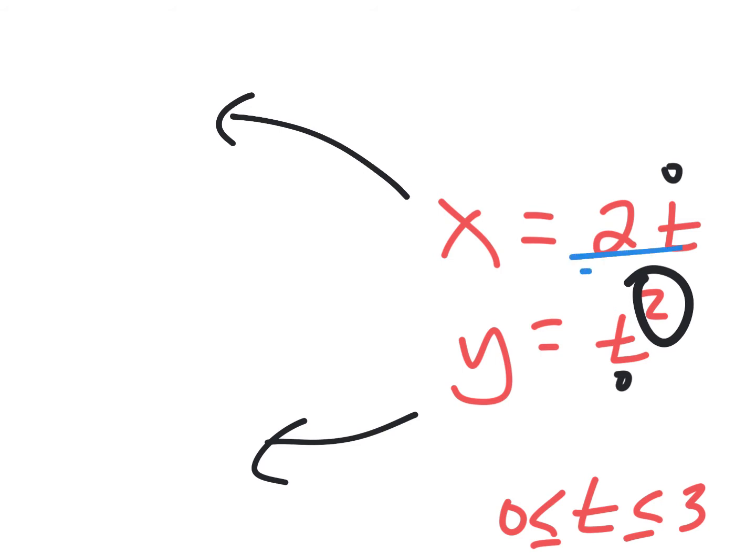Well, it's not that hard. You just divide by 2, divide by 2. T equals x over 2. Robbie, you put that up here. Thank you.